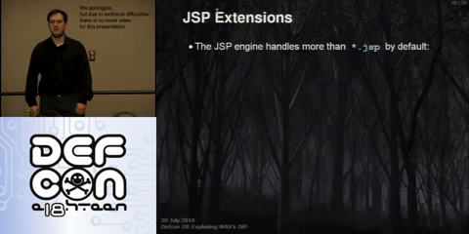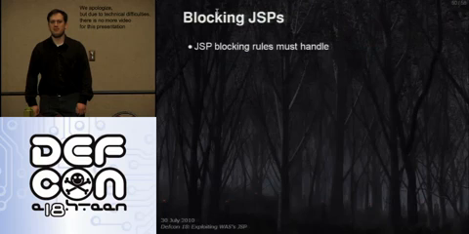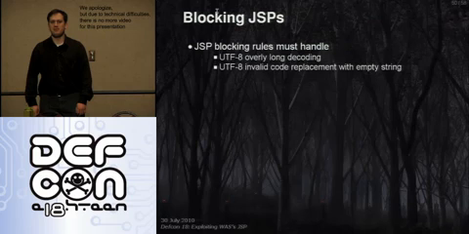The other thing you need to remember if you're going to try to block JSPs is that there's more than .JSP handled by default with WAS. Start.JSP, Start.JSW are also handled as JSPs, and in some cases also Start.JSPX, if you're using newer versions. So if you're going to try to write JSP blocking rules, you need to use UTF-8 all day long decoding. You've got to keep in mind the decoding of invalid ones, the replacement string, and of course multiple JSP extensions.